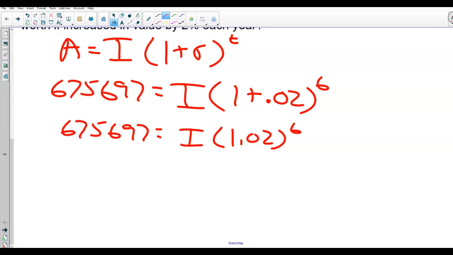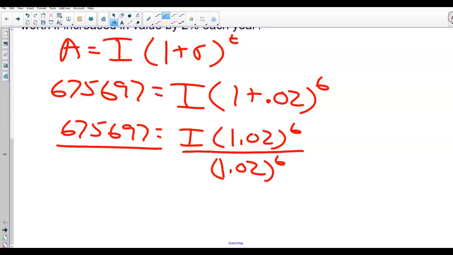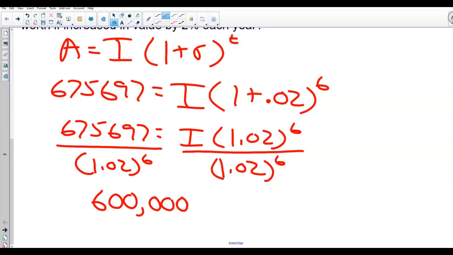And now to solve for my I, I'm dividing by 1.02 to the 6th power. We can do it all at once. My advice to you, when you plug this into the calculator, is to do 675,697 divided by, put it in parentheses, 1.02 to the 6th power. And when you're done, you should get something very close to $600,000.